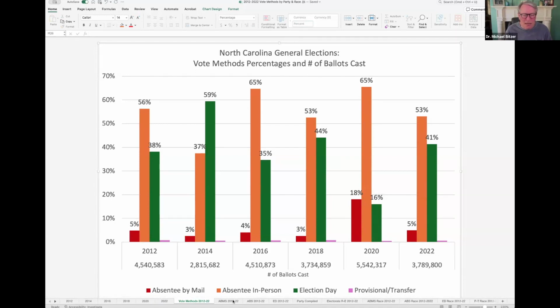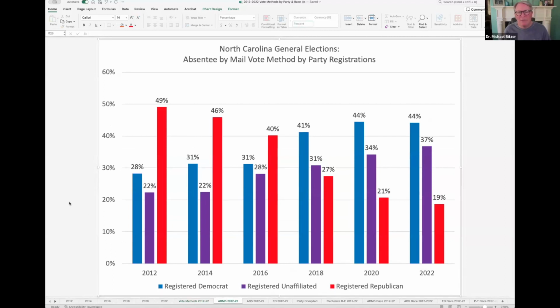I think for this group, the next worksheet is going to be the one of interest. This is the breakdown by party registration. I think we can see two noticeable trends. Up to 2016, it tended to be a plurality of registered Republicans utilizing absentee by mail voting. After 2016, in 18, 20, and 22, that plurality switched to registered Democrats. And for those of us who have been tracking this, we've known about this for some time, but that dynamic has certainly become much more pronounced.